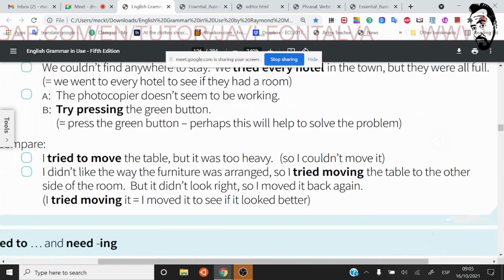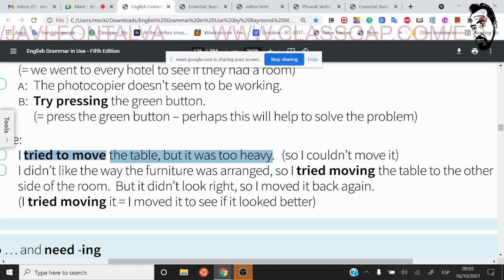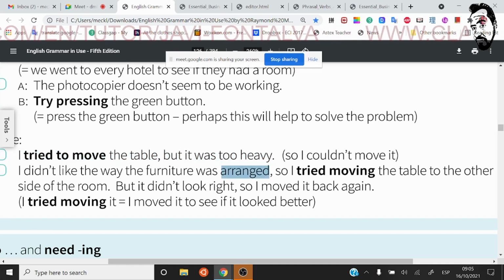So let me show you another example. So you can see this. The difference is important actually. I tried to move the table, but it was too heavy. So, intenté mover la mesa, pero era demasiado pesado. But here, I didn't like the way the furniture was arranged. So I tried moving the table to the other side of the room. Why did it look right? So I moved it back again. So, no me gustaba la forma que los muebles estaban puestos, así que probé moviendo la mesa a otro lado de la habitación. No me gustaba como estaba, como parecía, ¿no? Entonces lo puse de vuelta en su sitio. So I tried moving. Probé moviendo.